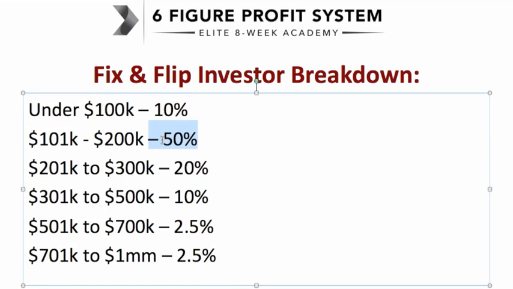The majority, 50% of all flippers in most markets all across the country, they all like to do the 100 to 200. So that's where the majority of your competition is. 50% of them are at that price point. And as you go up, look down here at the trends, as you go up in price, you have less competition. The 200 to 300, only 20% are there. The 300 to 500, only 10% are fix and flipping between 300 and 500. And then hardly any fix and flippers do the 500 to 700 and the 700 to 1 million.